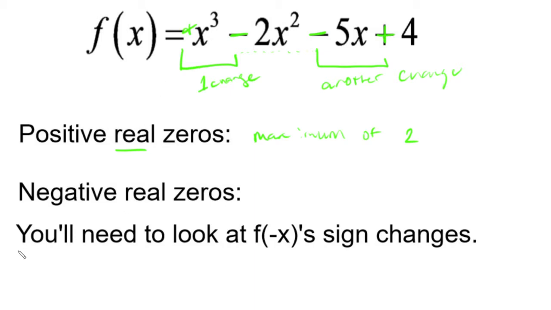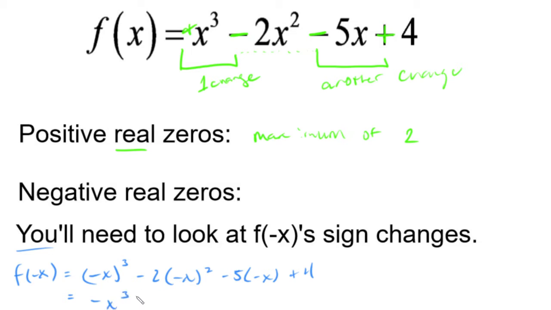Now to get the negative zeros, you'll have to look at f of negative x. And f of negative x we should be familiar with by looking at even and odd functions. So you plug in a negative x everywhere there's an x. So simplify this, and you're going to have negative x to the third, and this part right here is going to be a positive x squared, so that's still going to be a negative 2x squared. Then this is going to multiply and give you a positive 5x, positive 4.